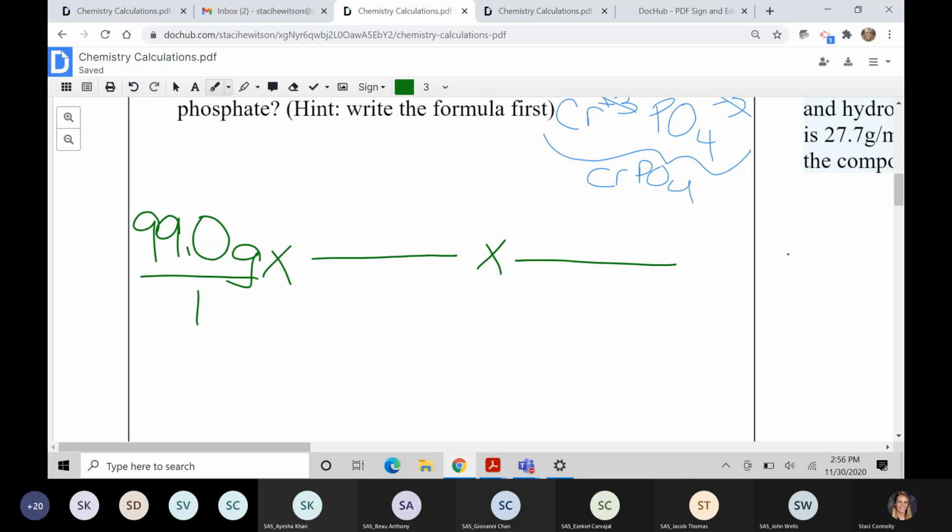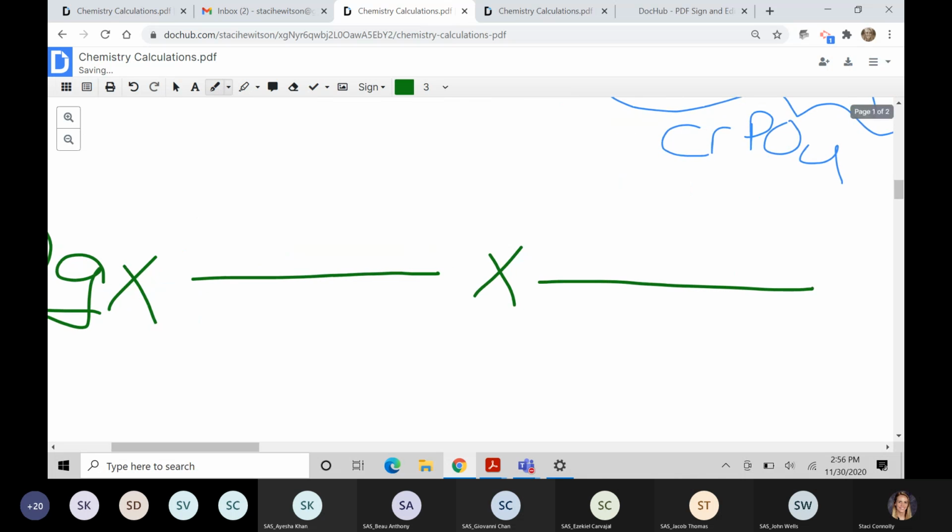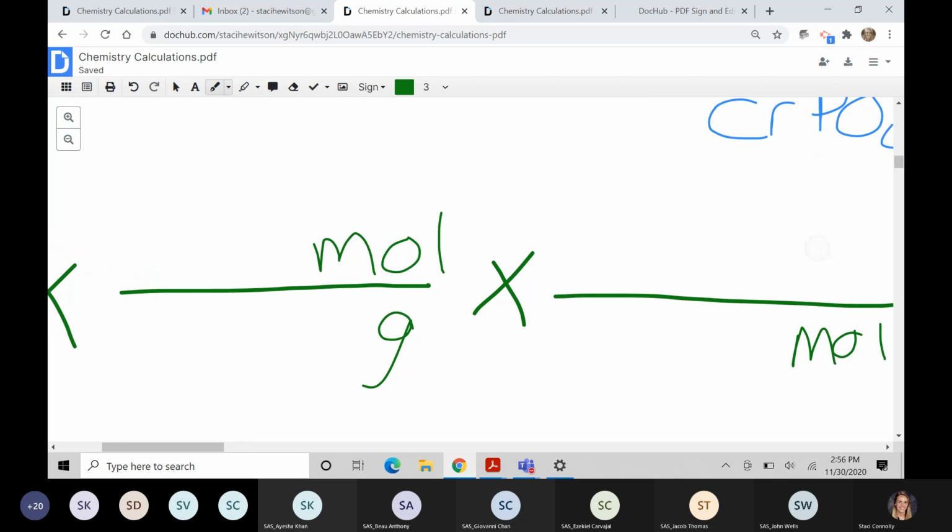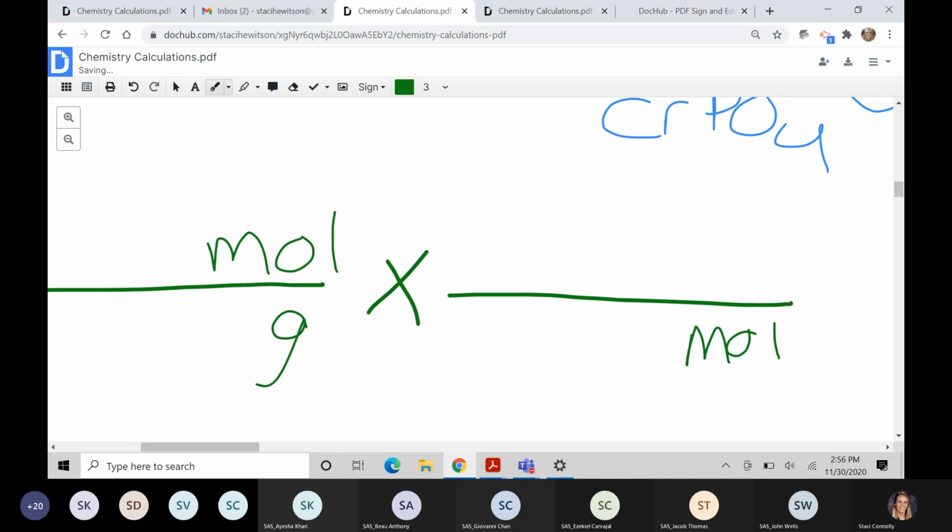Because I have grams on top here, I know I'm going to need grams on bottom here. My first step, like I just said, is to take those grams and turn them into moles, so I'm going to put moles up here. Notice I haven't filled in any numbers yet. I like to fill in my units before my numbers. Because I have moles up here, I need moles down here so it'll cancel. And then I'm ultimately looking for formula units, so that's what's going to go here, and I'll just abbreviate it.